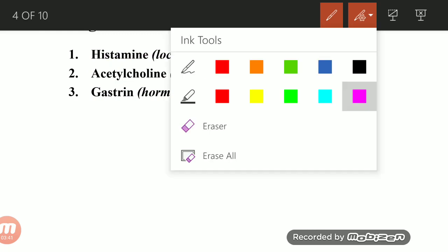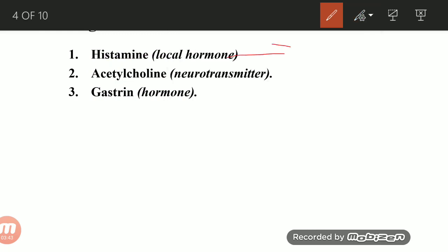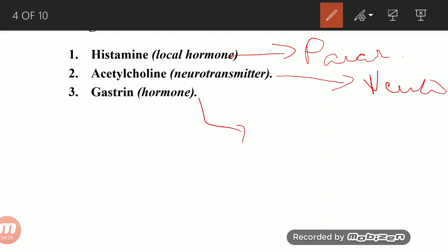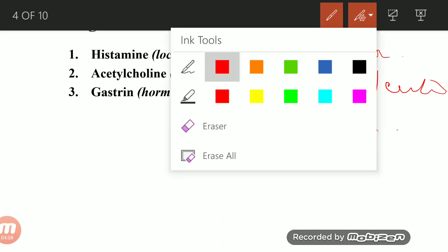So you have three different controls. It may either be paracrine, which is done by your histamine; neuronal control, which is by acetylcholine; and lastly endocrine control, which is regulated by gastrin, which is a hormone.